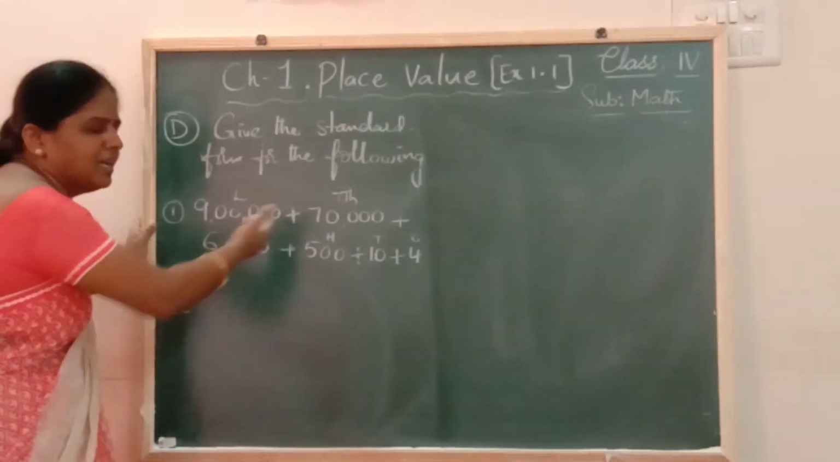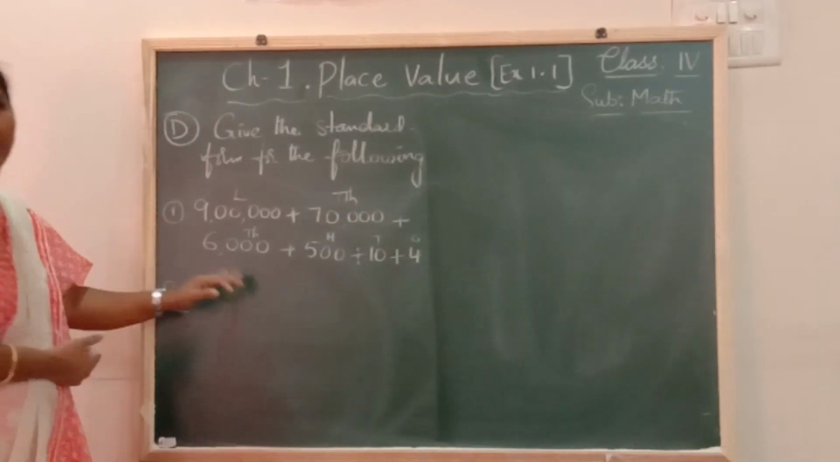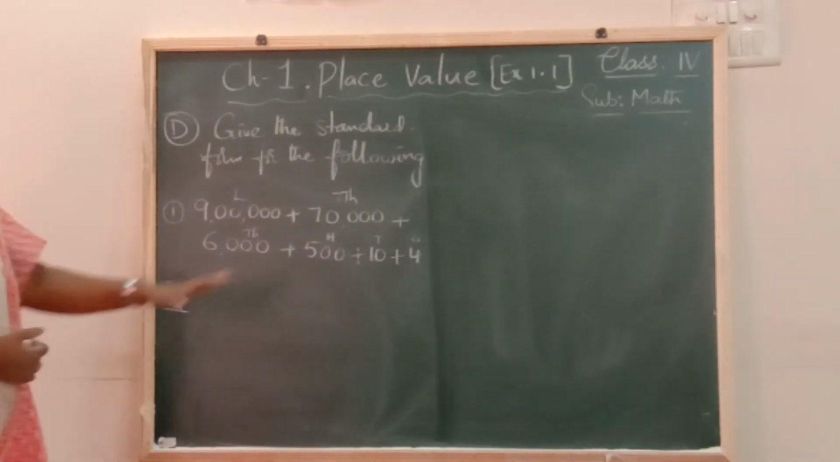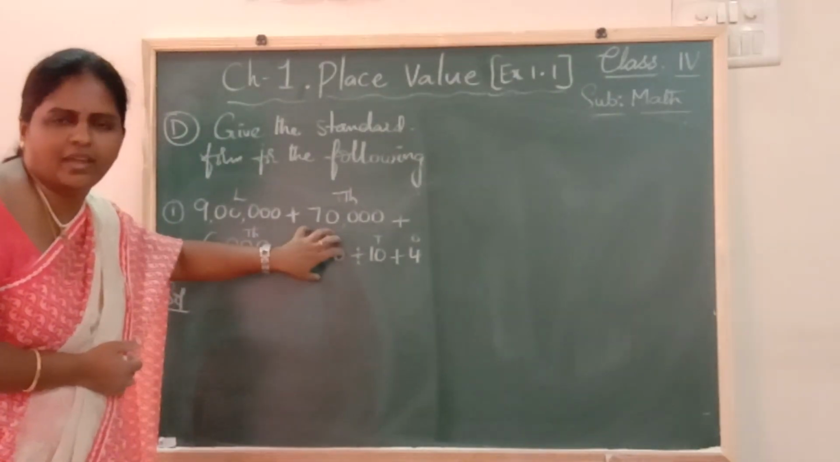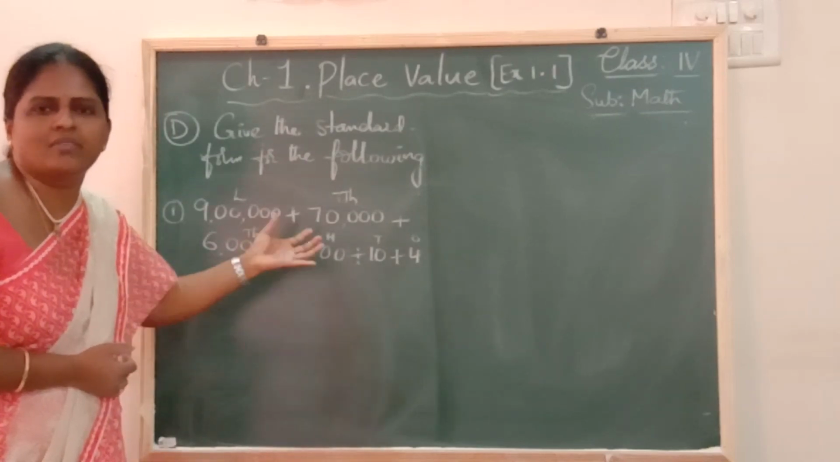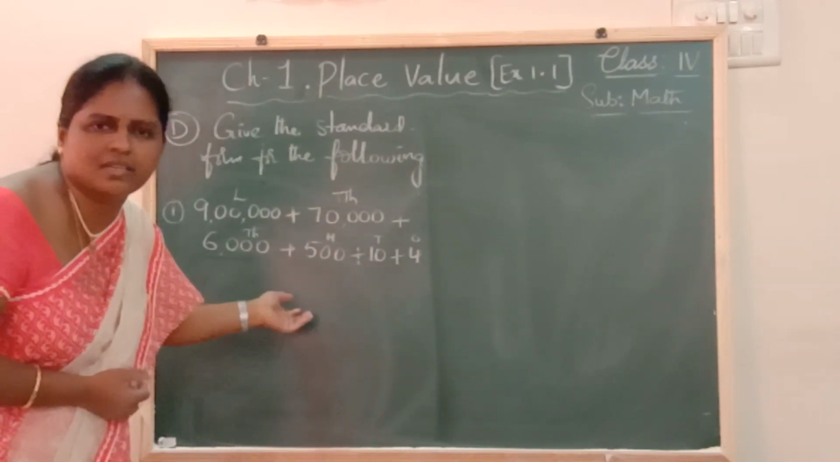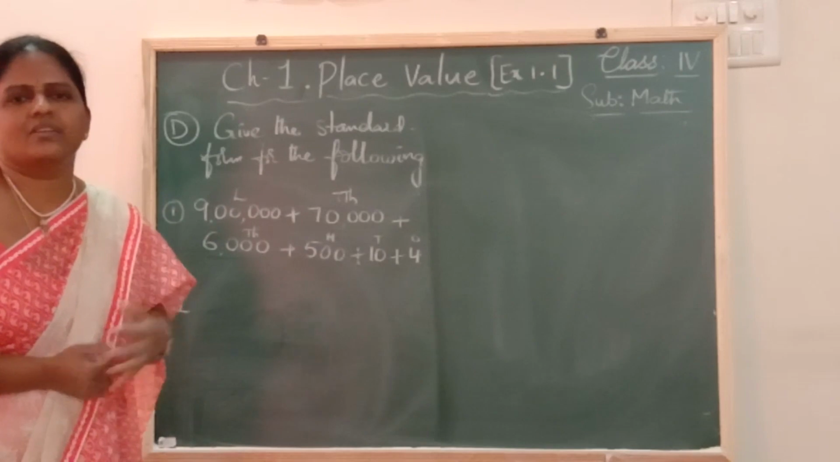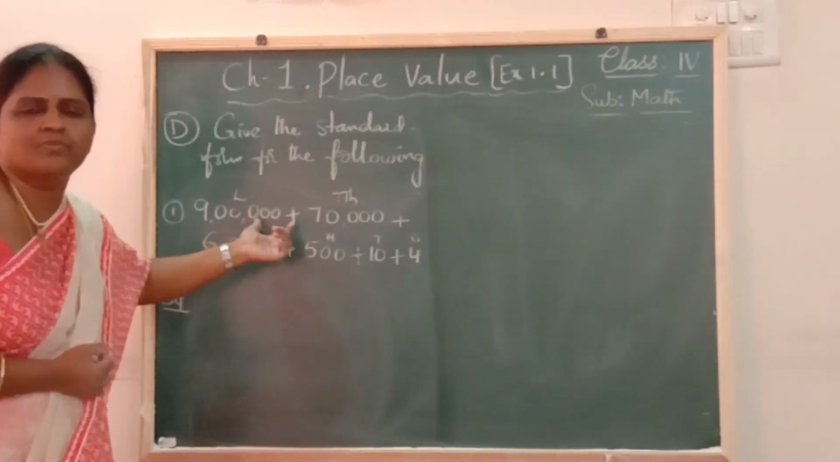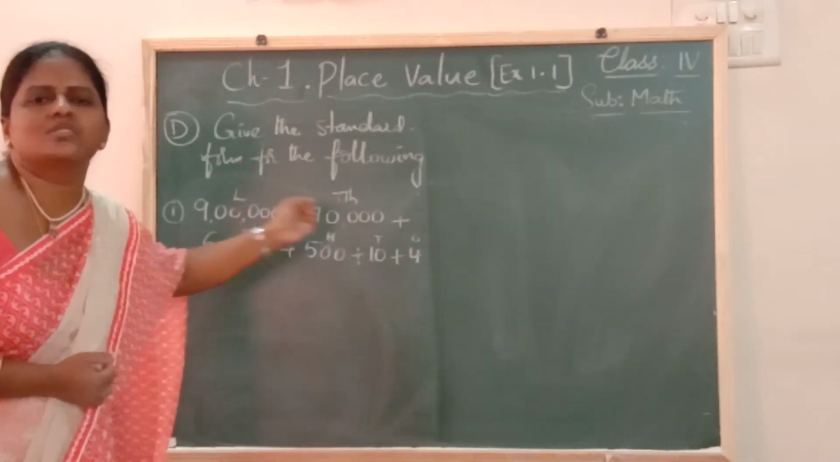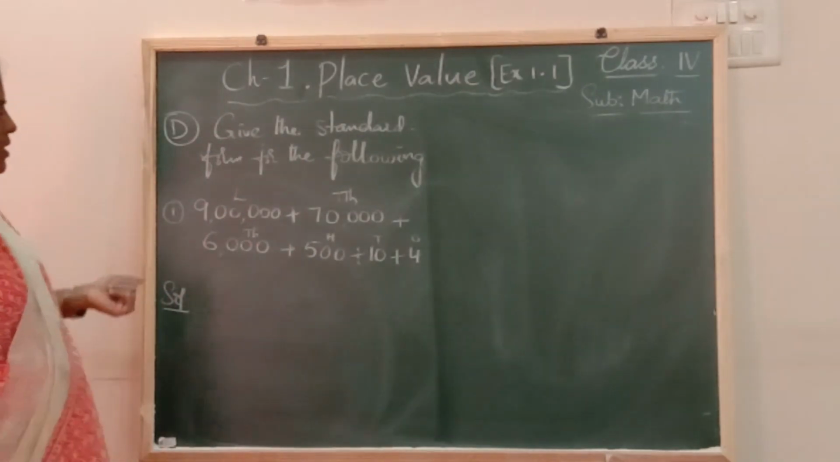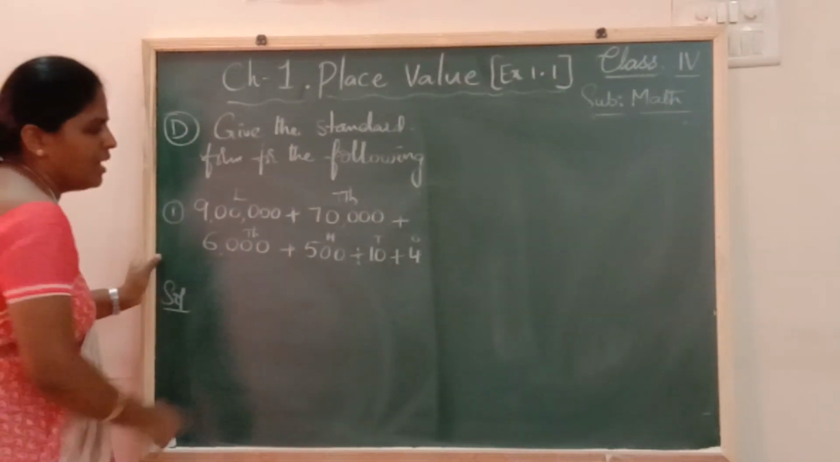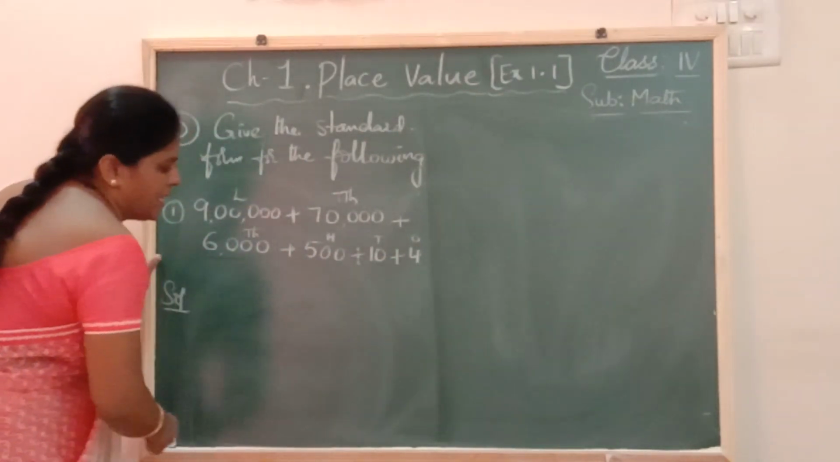Why am I writing like this? Because when I am writing the answer here, if any place is not given, then I need to observe that and put 0 in that place in my answer. That's the reason why I have written like this. Before writing the answer, we need to check like this. Okay, children. So here, let's start writing our answer starting from our ones place.